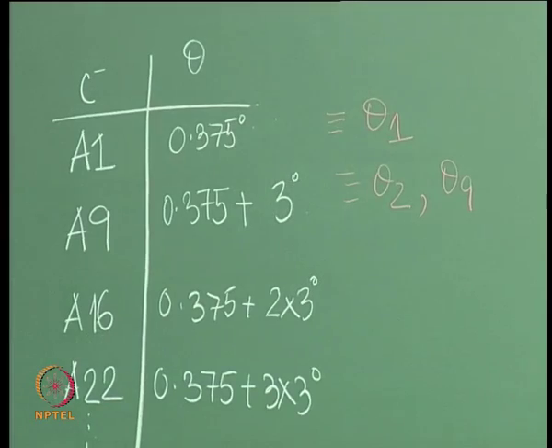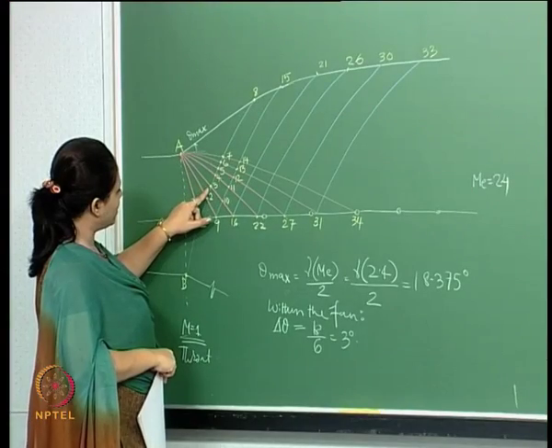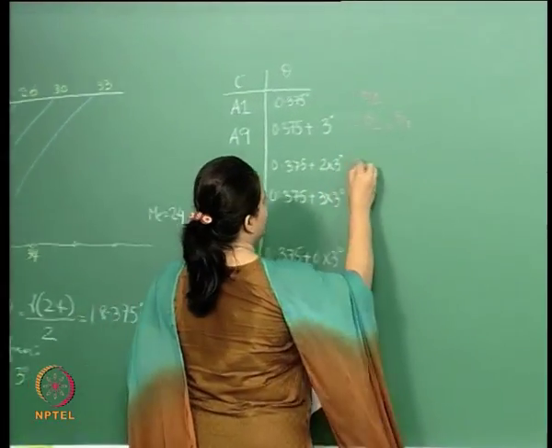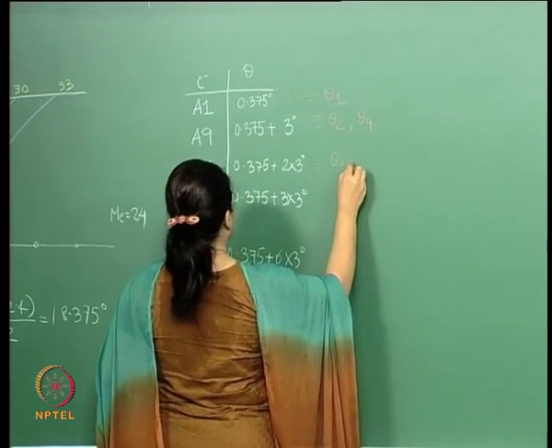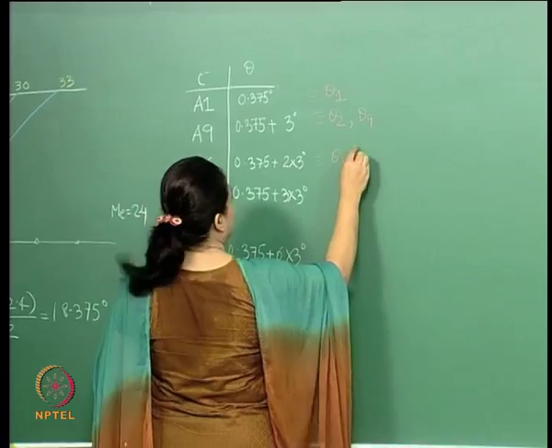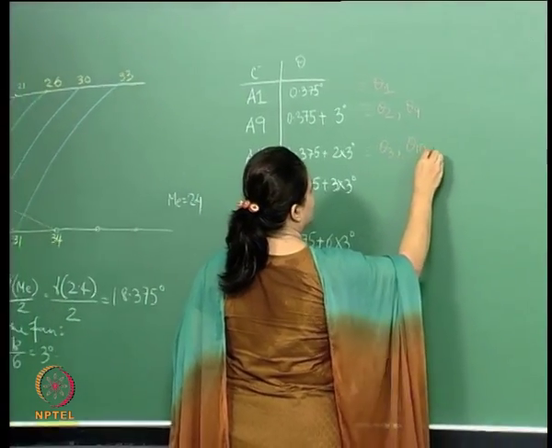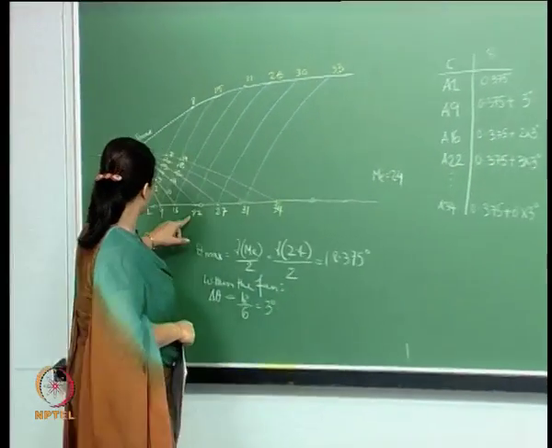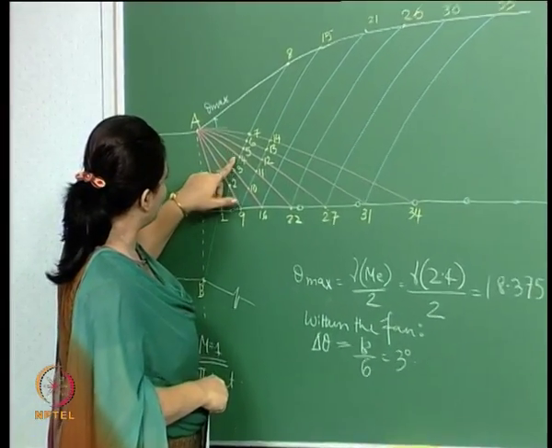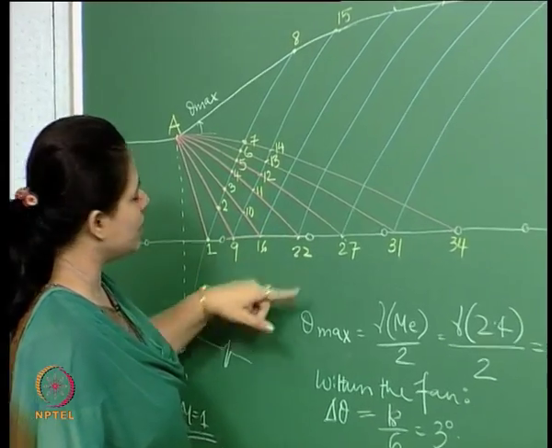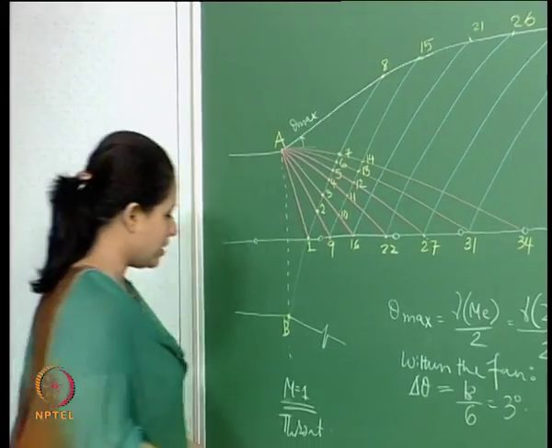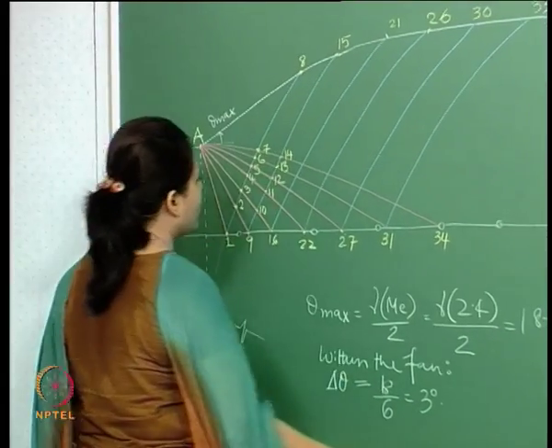So similarly, 16. So you have theta 3, theta 10, and theta 16, right? So then here you have... Similarly, for here you have theta 4, theta 11, theta 17, and theta 22, and so on and so forth. Okay.